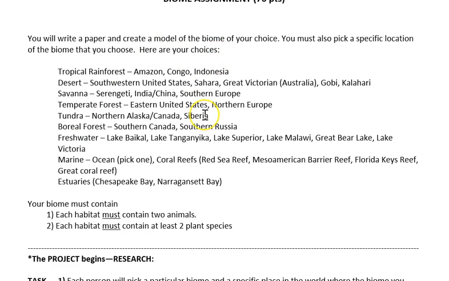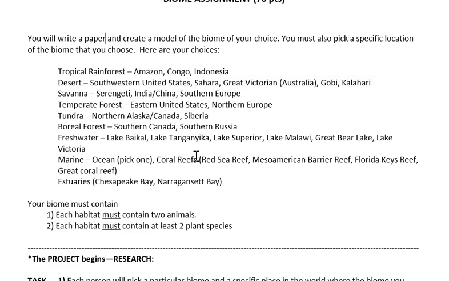So look at these, find something that interests you. If there's a place you've been that you loved, or if there's a place you've always wanted to go, to add it to your bucket list, then pick that place. So you will pick, again, a general biome and then a specific location of the biome in the world. Get out a map, look at different places. Again, I want you to pick one that you're interested in.